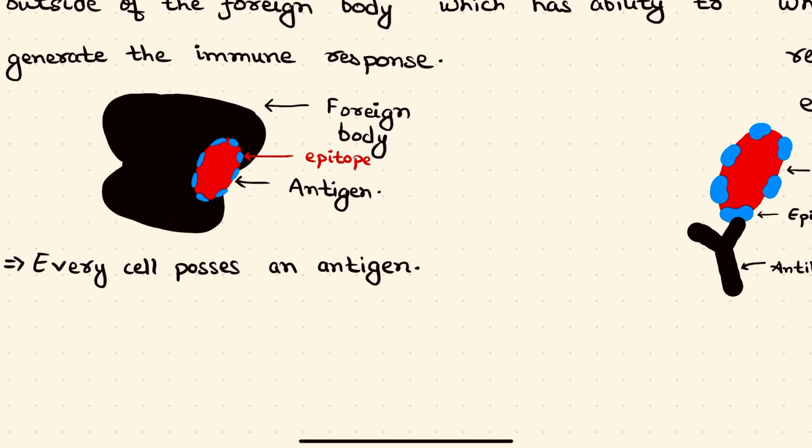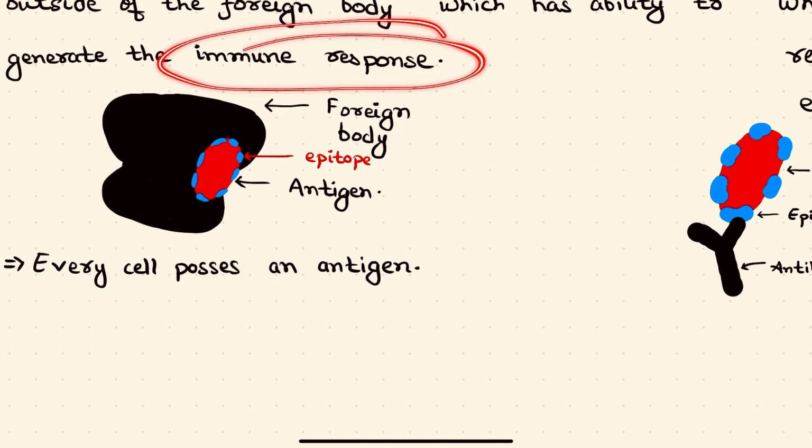What are these immune responses? These immune responses will lead to the destruction of these foreign bodies. See, every cell has these antigens, but two different species, two different organisms have different antigens. A pathogen will have a different antigen, a human will have a different antigen, an animal will have a different antigen. So when this antigen of a pathogen enters the organism, the organism will recognize that the antigen present on the foreign body is different from the antigen present on its cells. Then it will lead to certain immune responses which will finally lead to its destruction.